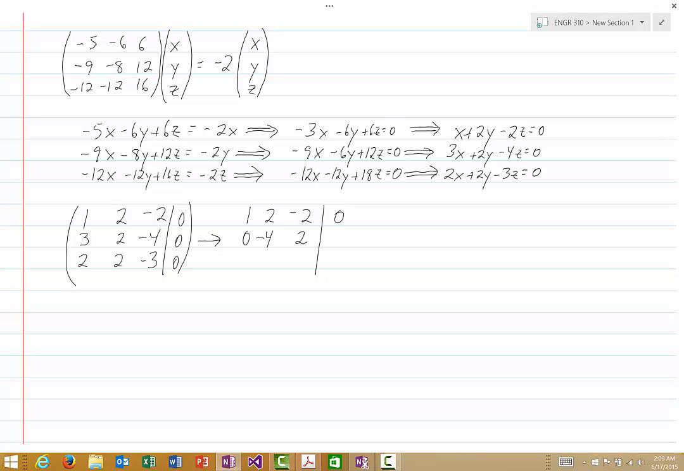Add negative 2 times the first row to the last row. So negative 2 and 2 is 0. Negative 2 times 2 is negative 4, and 2 is negative 2. Negative 2 times negative 2 is 4, minus 3 is 1. 0, 0.